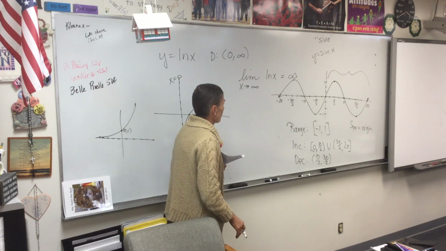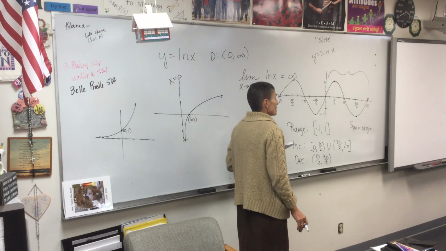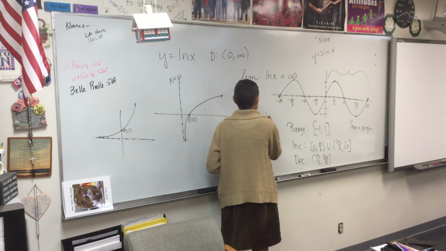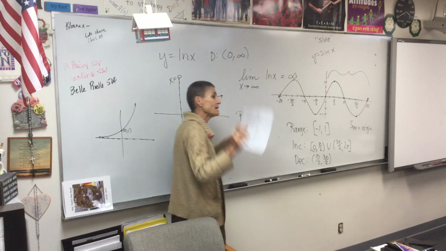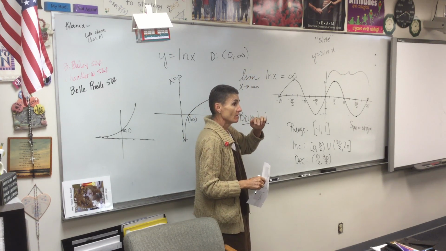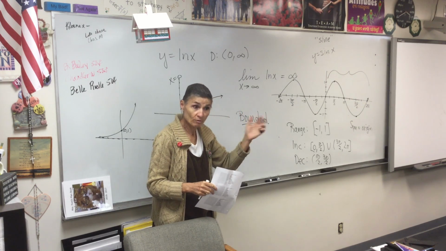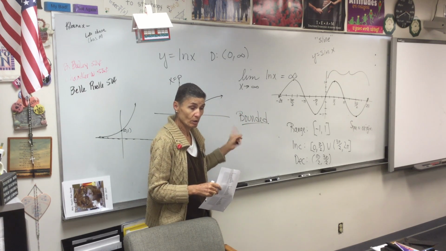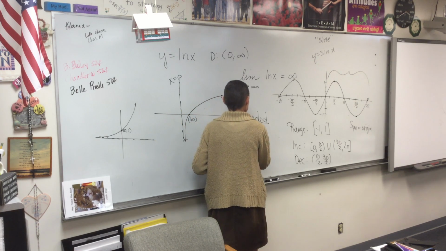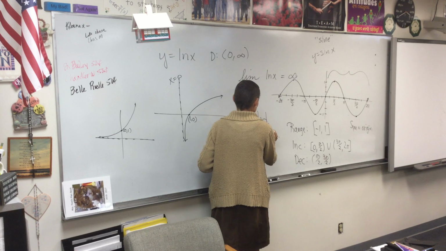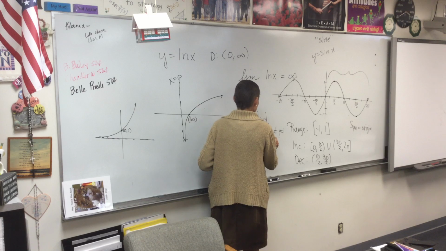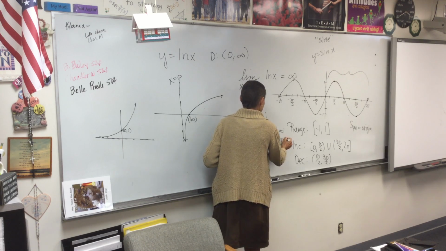Is this guy bounded? This is our first example of a truly bounded function. Because to be bounded, you have to have a ceiling and a floor. And we've had functions that had one or the other, but this one has both. Okay, so it is bounded. It's bounded above at y equals 1, and it's bounded below at y equals -1.